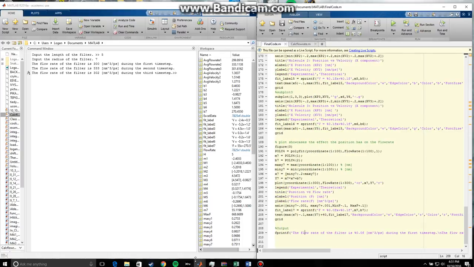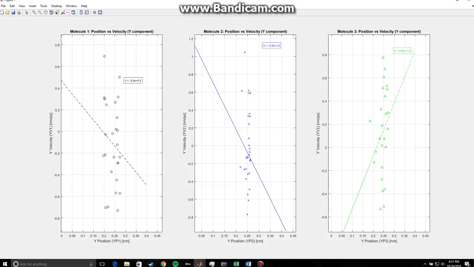I will talk about the problems that we did experience. Let's take a look at this y component graph right here. During our project we did run into some problems because 2 of the molecules' trend lines comparing their position and velocity were negative. This showed that the molecule's velocity was decreasing when they were moving upwards in the filter. This completely goes against any theory because the molecule's velocity should have increased as they move upwards.